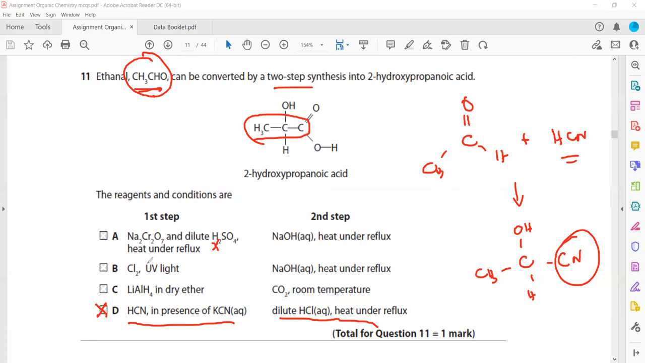Chlorine in the presence of UV is a substitution reaction, so we don't want that. Lithium tetrahydridoaluminate in dry ether is a reducing agent, so it will reduce this aldehyde into alcohol. But we don't want a reduction first, because in the given we have ethanol, but as a product we have propanoic acid, so we need more carbon, or we should add a carbon. So whenever we want to add a carbon to a molecule, we always react with HCN in the presence of KCN. Is it clear, this question?